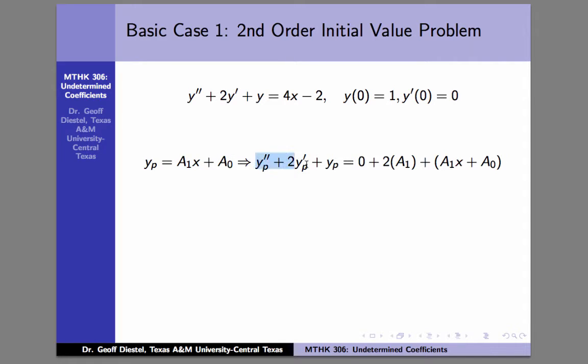If we plug y sub p into our differential operator L of y, the second derivative is 0. The first derivative is a sub 1, but we have a 2 times the first derivative, so we have 2a sub 1. And then to that we add y, which is a sub 1 times x plus a0. So regrouping those terms, we have a1 times x, and then we have a constant term, which involves 2 of the terms that we had to add together, 2a1 plus a0. And we set that equal to our phi of x, or 4x minus 2.